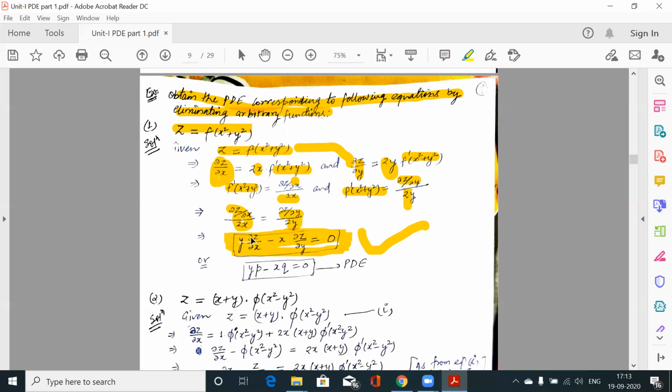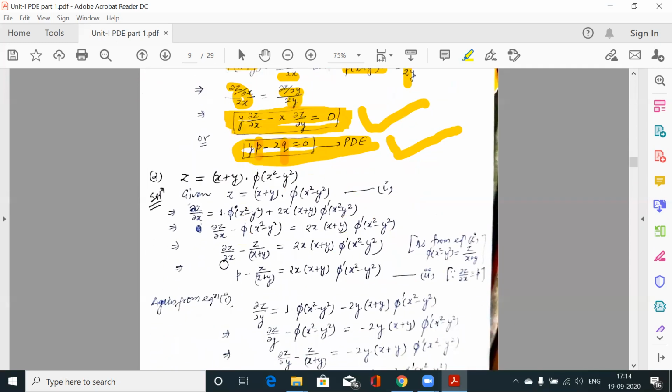Now this is notation only. Del z over del x is represented by small p, and del z over del y is represented by small q. So this is our PDE, which is of first order, because we were able to eliminate the arbitrary function f from the first order derivatives. If we are able to eliminate the arbitrary functions from the first order derivatives, then the PDE would be unique, meaning everyone will get this PDE only, otherwise the process is wrong. So in this case we will get a PDE which is unique for every student.